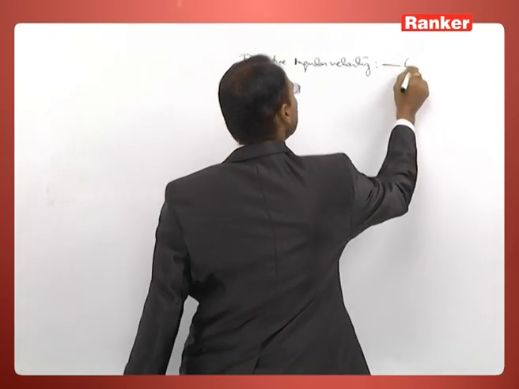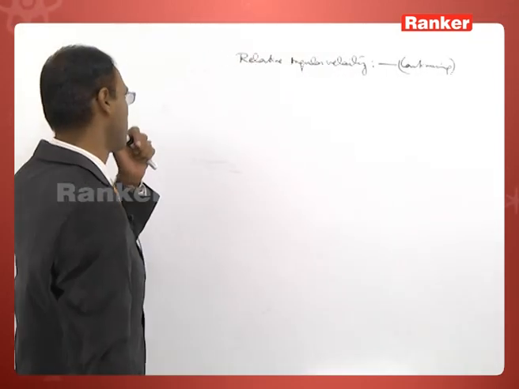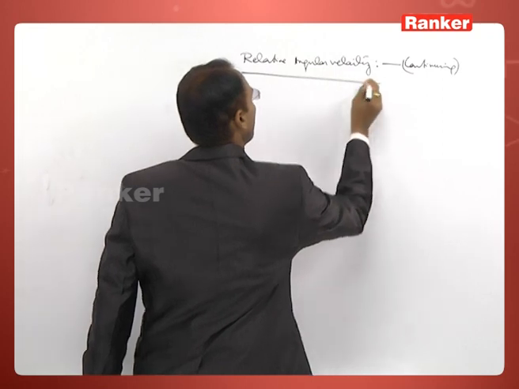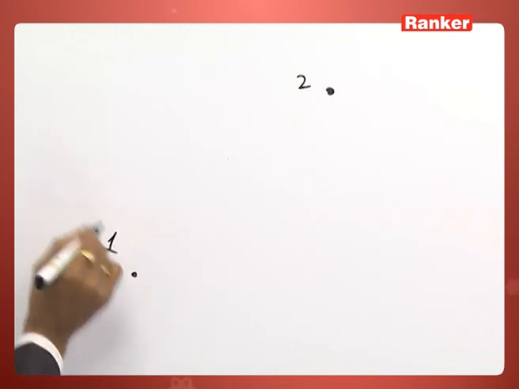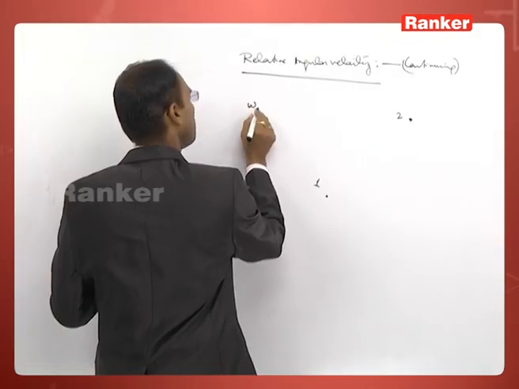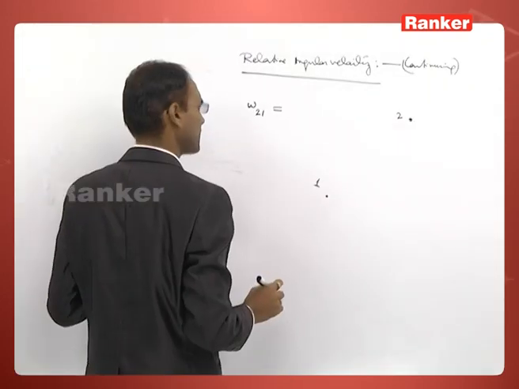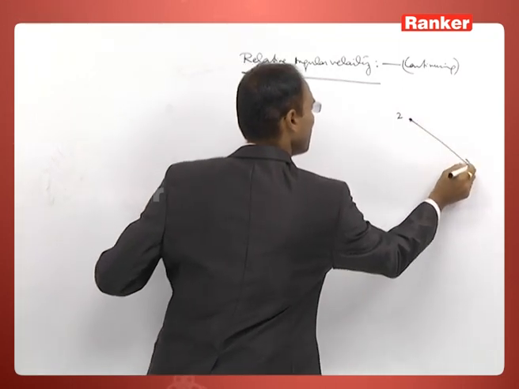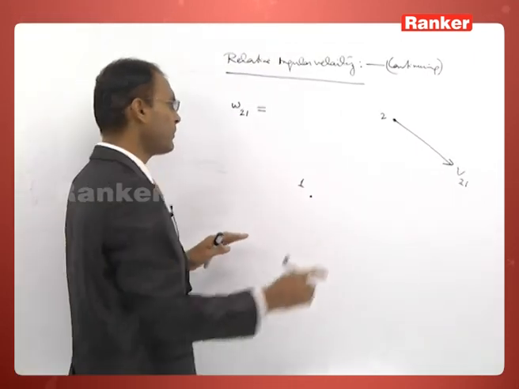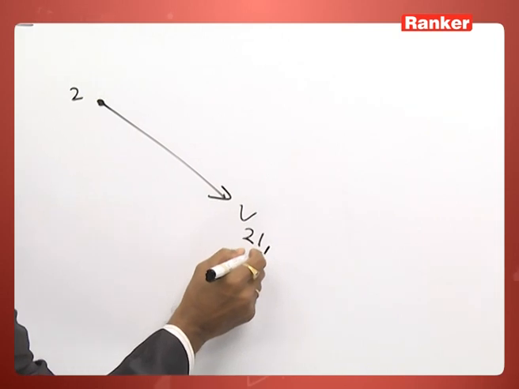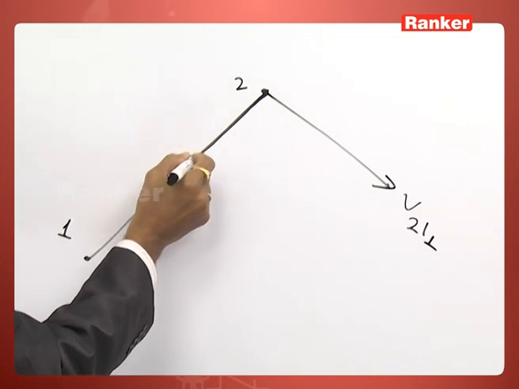Relative angular velocity discussion is continuing. Angular velocity of particle 2 with respect to particle 1 is defined as the velocity of 2 with respect to 1, its component perpendicular to the line joining these two particles or points.